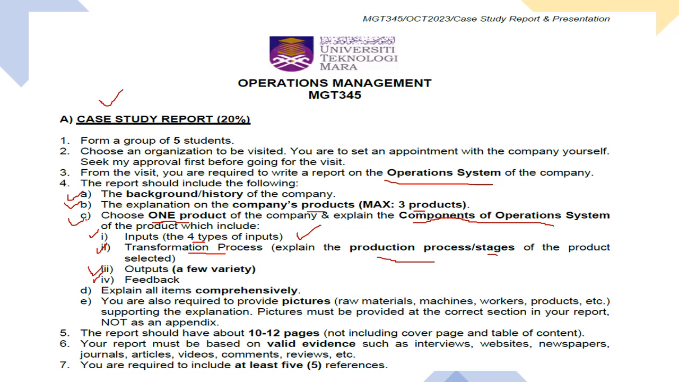So in order to explain the transformation process here, I want you to explain section by section. Okay, every stage involved in producing the product, please explain in a specific section. Don't explain in paragraph. I don't want you to explain one process refers to one paragraph. No. Okay, come up with one specific section.